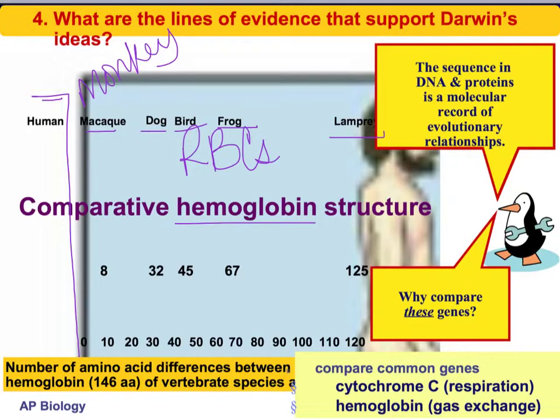Alright, so when you compare the macaque to the human, there are only 8 amino acid differences between our DNA for hemoglobin, or our DNA that gives rise to hemoglobin, and the macaque's DNA that gives rise to hemoglobin. If you think about it, it makes sense. A macaque is a monkey, which makes it a primate, which puts it in the same family as humans. Now let's go down here to the other end where we have lampreys. Lampreys are very primitive.